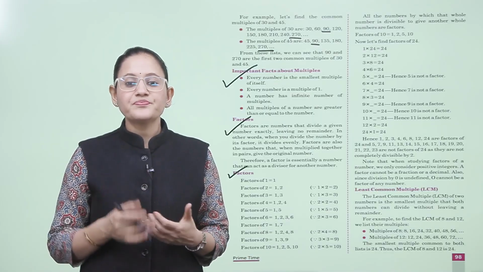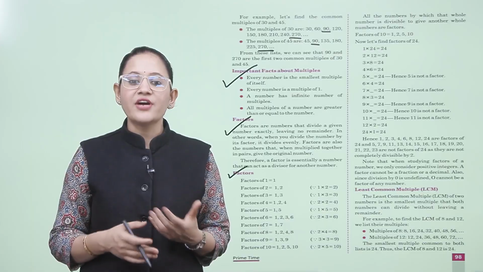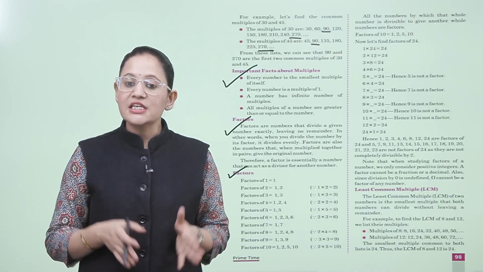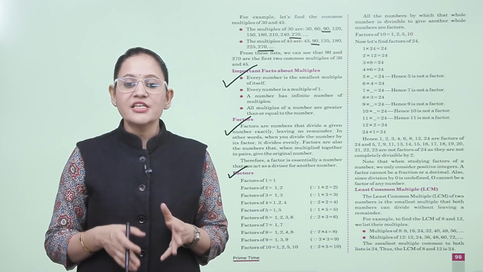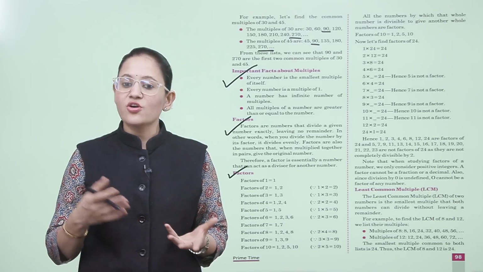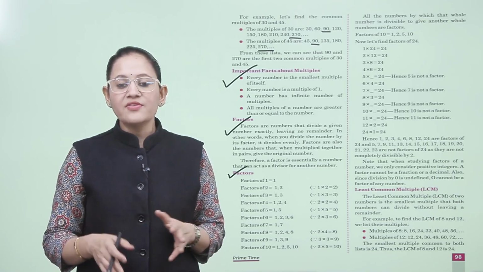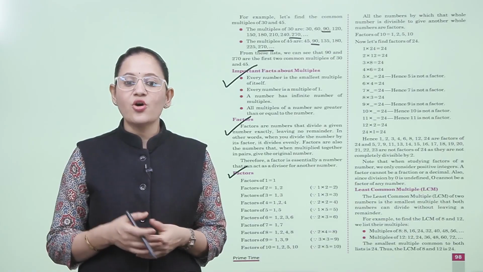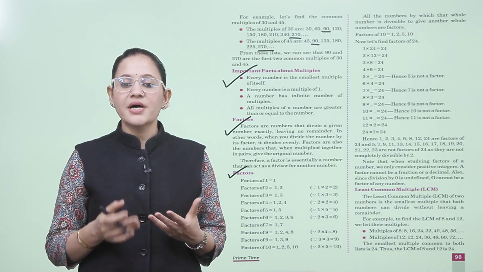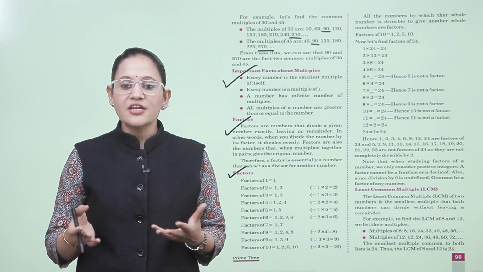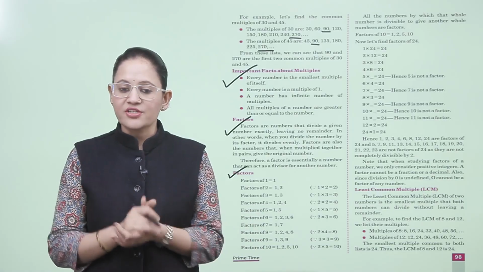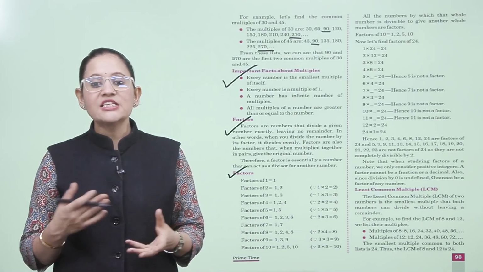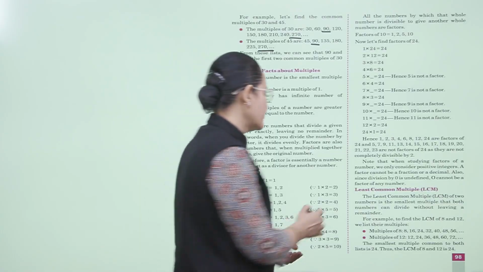Clear? Note that when studying the factors of a number, we only consider positive integers. A factor cannot be a fraction or a decimal. Factors will never be fractions or decimals. Also, since division by 0 is undefined, 0 cannot be a factor of any number. Next is least common multiple or LCM.